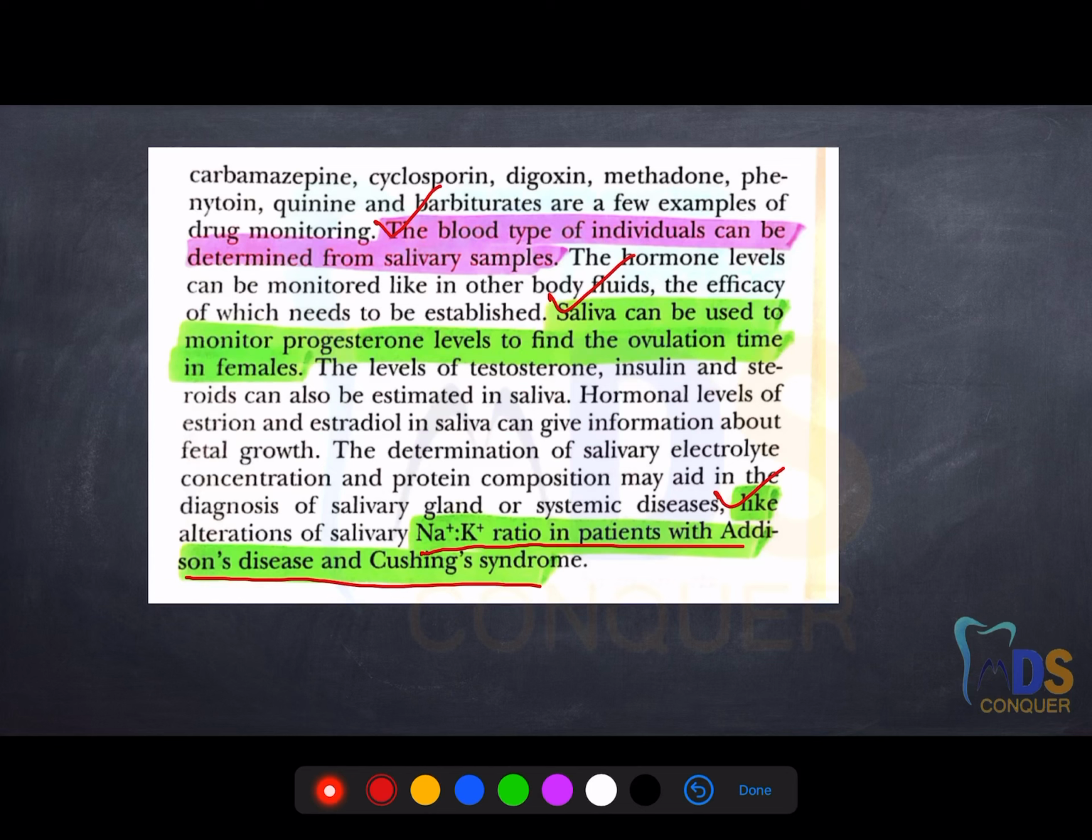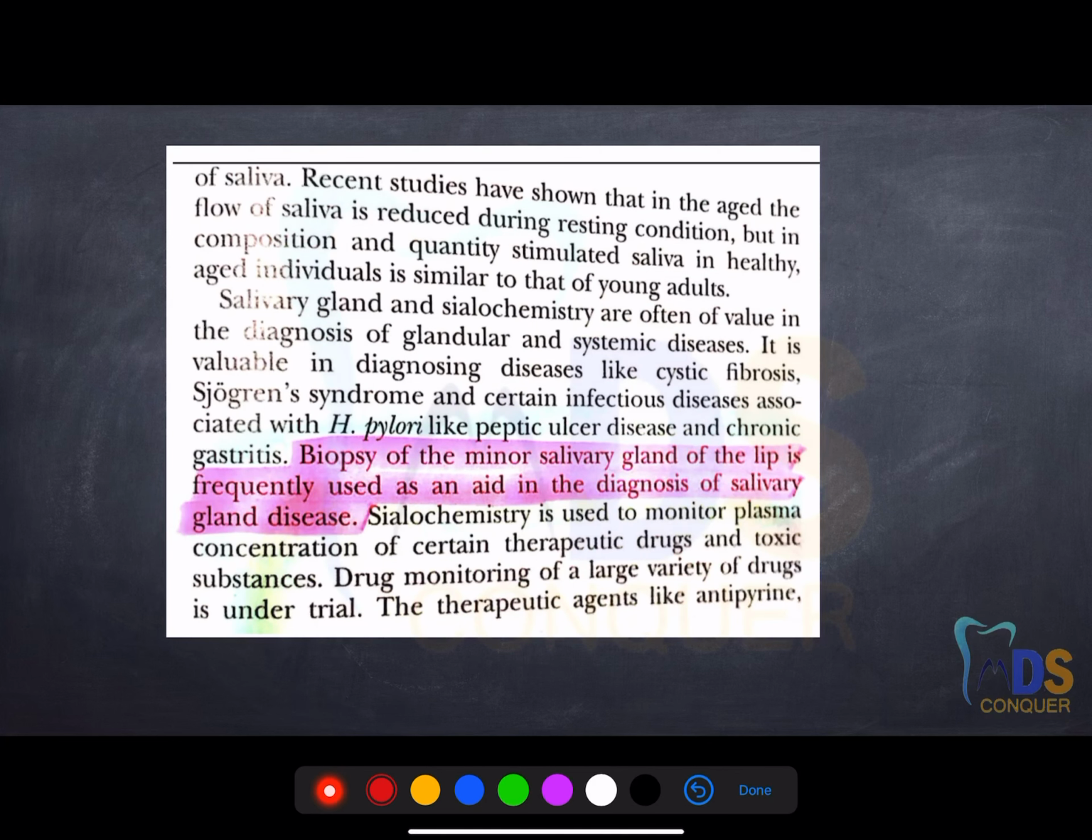Hormonal levels, your levels of testosterone, insulin, and steroids can be determined in saliva too. And of course, H. pylori, which is the main causative culprit for peptic ulcer, can also be diagnosed using saliva. Of course, the urease test is the best test to identify this, but you can identify H. pylori by using some sort of things in saliva also. The biopsy of the minor salivary glands of the lip is a very commonly asked question related to Sjogren's syndrome.